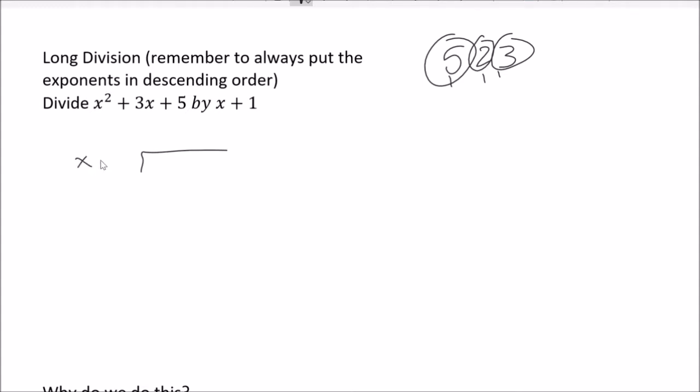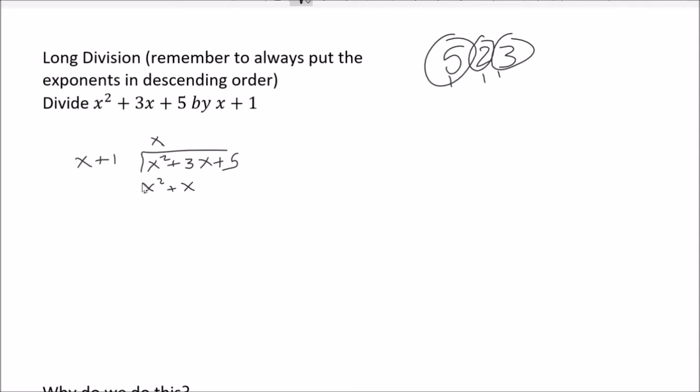Okay, the long division looks like this. Put the x plus 1, the thing we're dividing by, on the outside. The thing we're dividing goes on the inside. And then the way we think about it, we ask ourselves, x times something would be x squared. What would that something have to be? That something would have to be x. Then we will always multiply what we chose by this original expression. So x times x is x squared, and x times 1 is x.